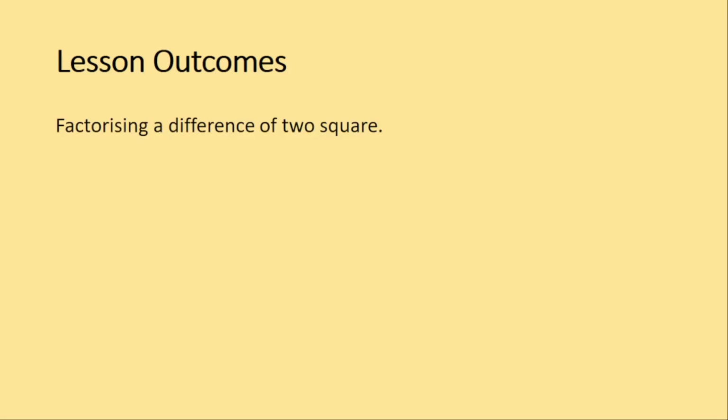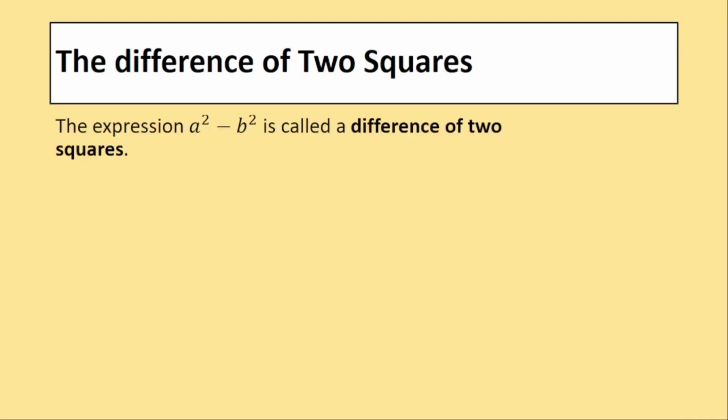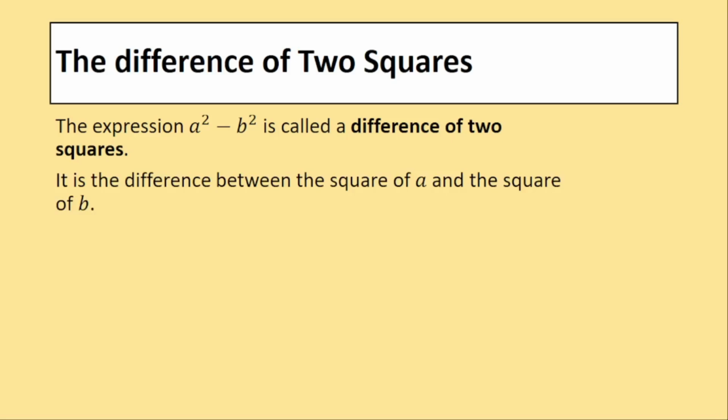We are looking at factorizing by a method that is called difference of two squares. We are factoring using difference of two squares in this lesson. The expression a squared minus b squared is called a difference of two squares. It is a difference between the square of a and the square of b.